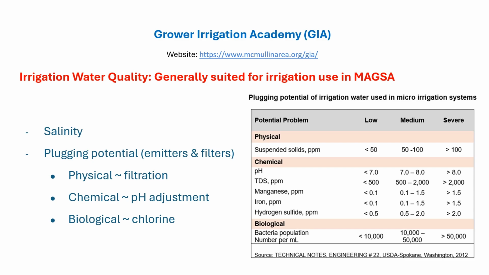Plugging of emitters is the primary water quality concern for micro-irrigation, resulting in low system distribution uniformity. Plugging can occur due to physical, biological, and chemical reasons. Emitters may become blocked due to small particles passing through the filter or small particles clumping together and forming a larger mass. Bacteria and algae can grow in the micro-irrigation system, resulting in slime buildup. Some minerals like iron, calcium, magnesium, and manganese can precipitate in micro-irrigation systems.